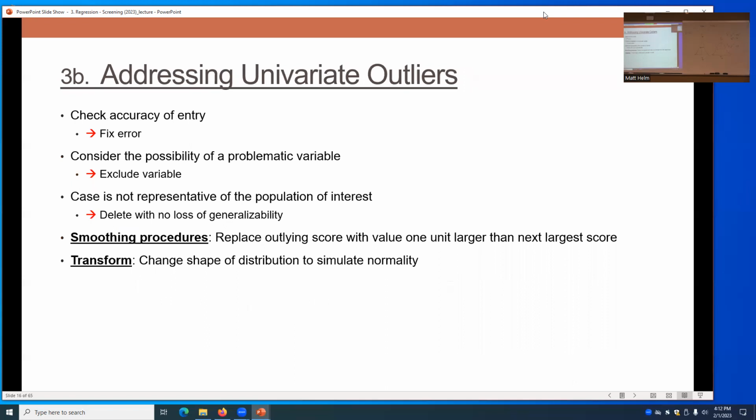All right. So addressing our univariate outliers. Check the accuracy of your entry. If there's an inaccurate entry, fix it, right?